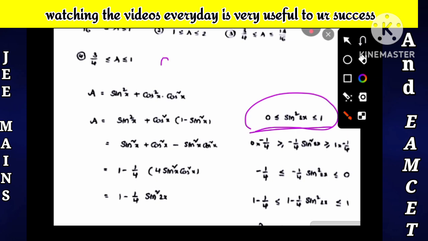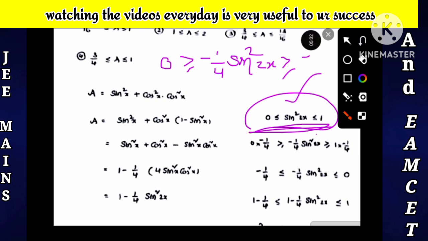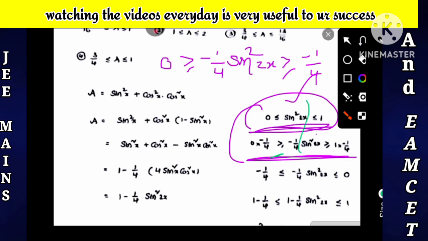0 into minus 1/4 becomes 0. When we multiply by minus 1/4, with the minus sign, the less than or equal to becomes greater than or equal to. I simply multiply the inequality by the value minus 1/4, so this becomes minus 1/4 into 1, that is equal to minus 1/4. So 0 into minus 1/4 is greater than or equal to sin²2x into minus 1/4, which is greater than or equal to minus 1/4.